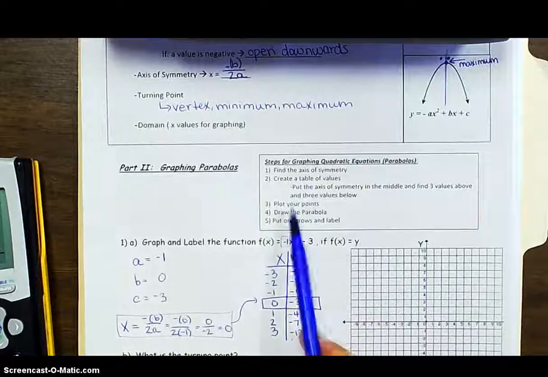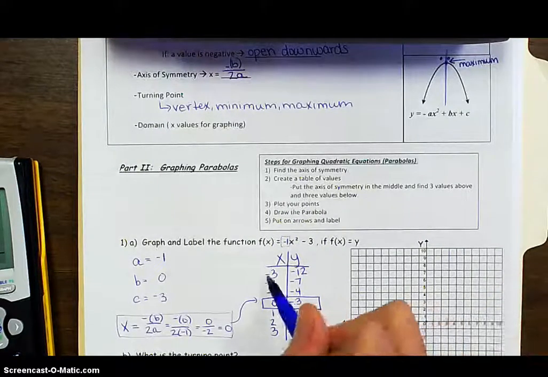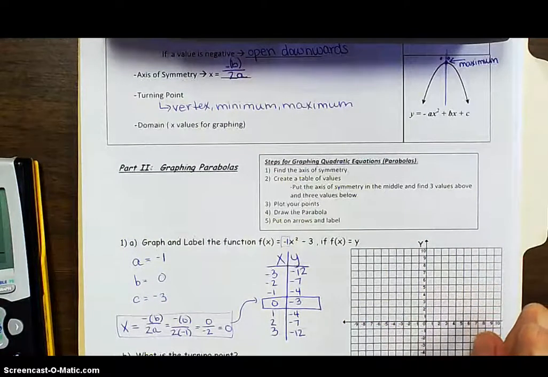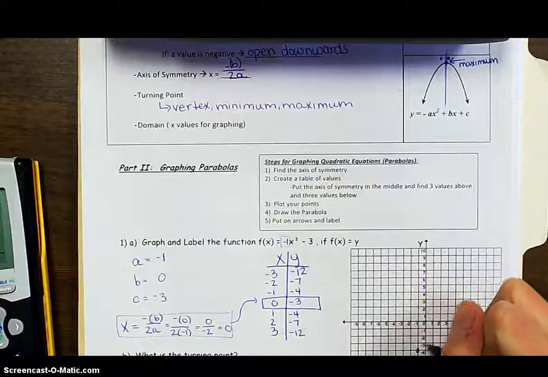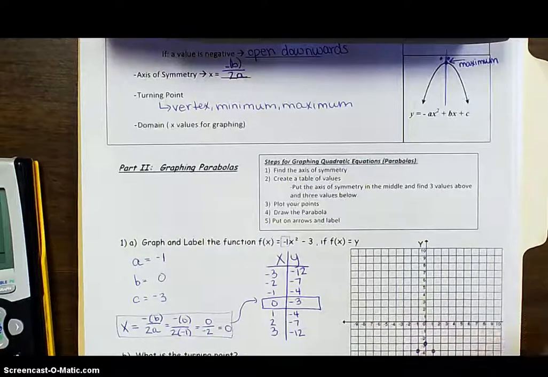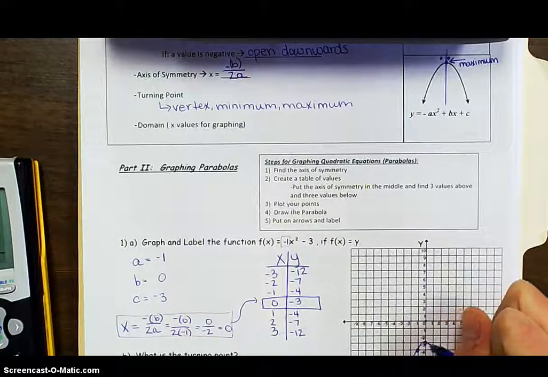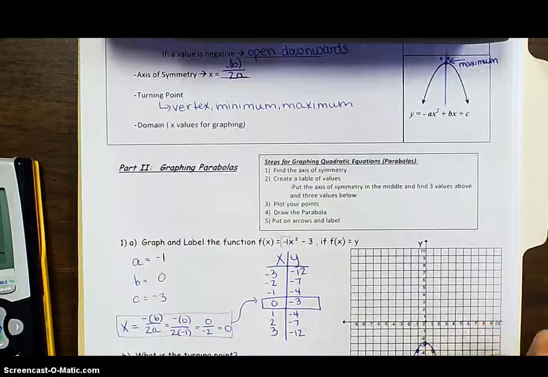Okay, so next step, plot your points. So -3, -12, well, that's not going to fit on my graph, so that's okay. I just won't plot those. So -2, -7, -1, -4, 0, -3, and then it goes back down. Now we're going to sketch this. Just like when we sketch lines, we carry it all the way to the edge of the graph. So I'm just going to go all the way below.